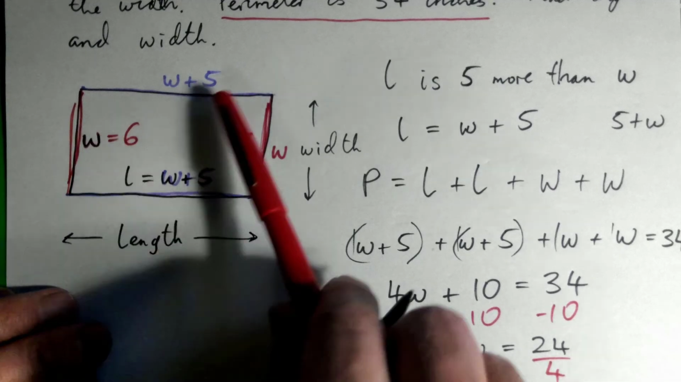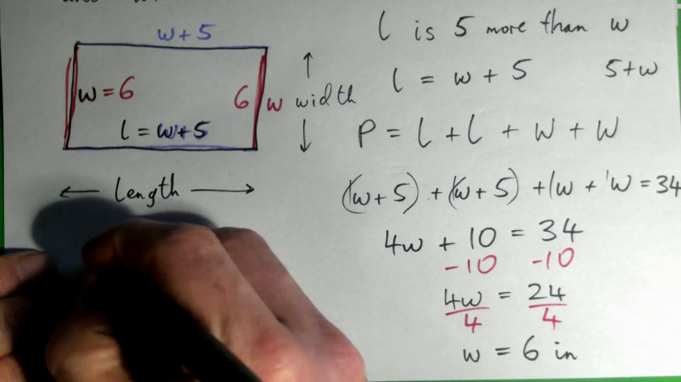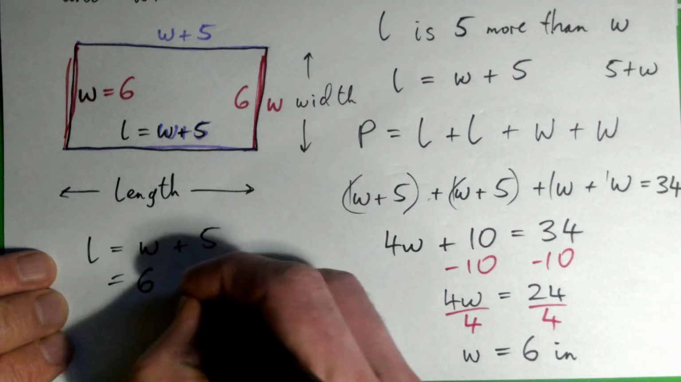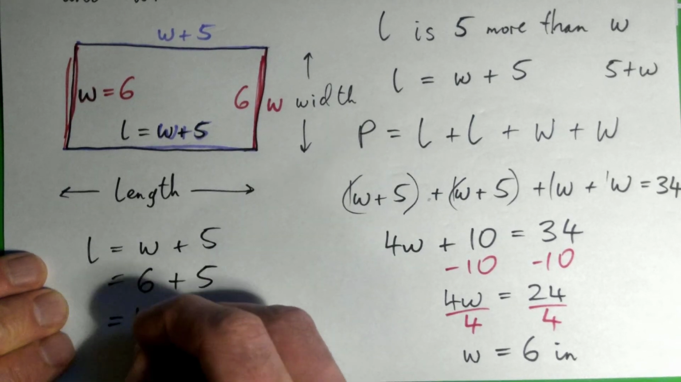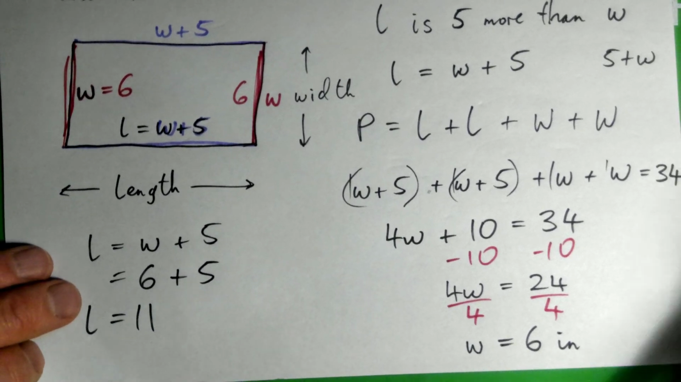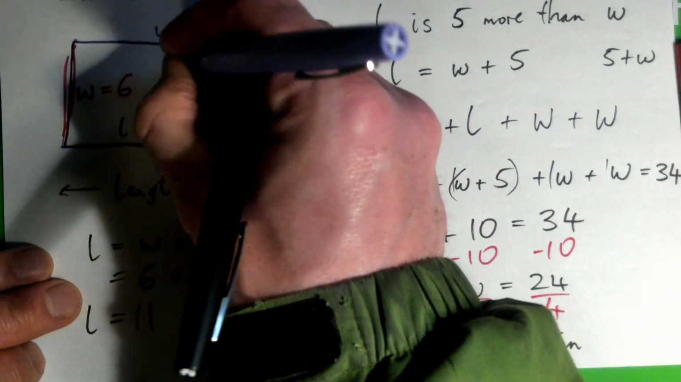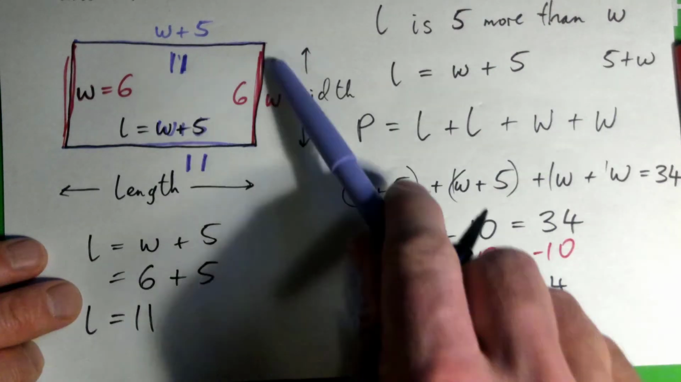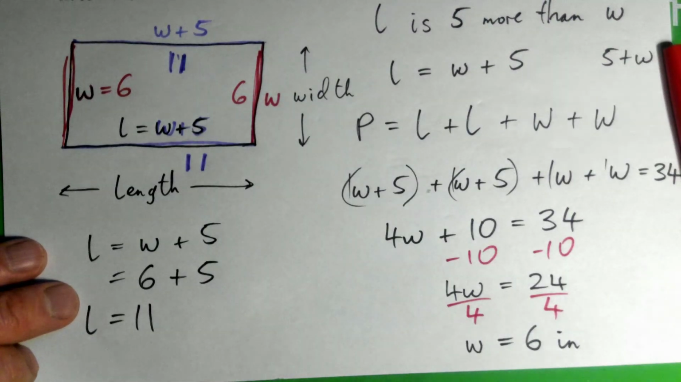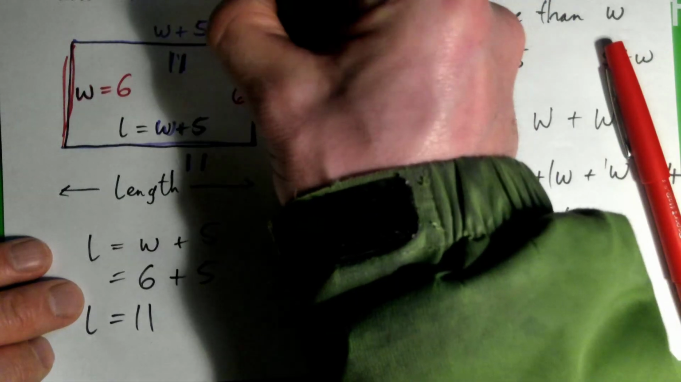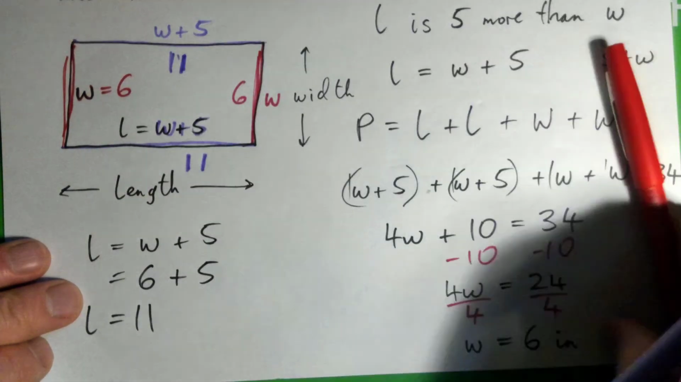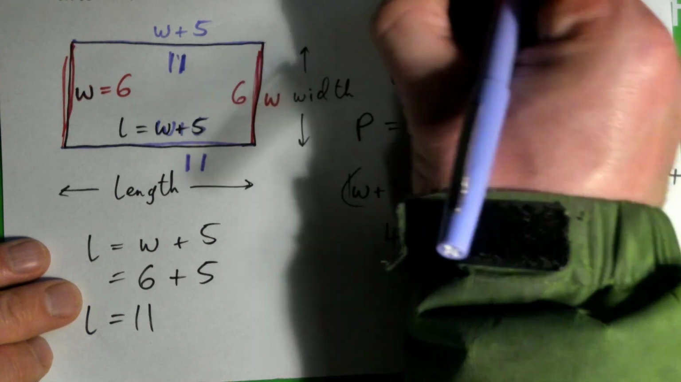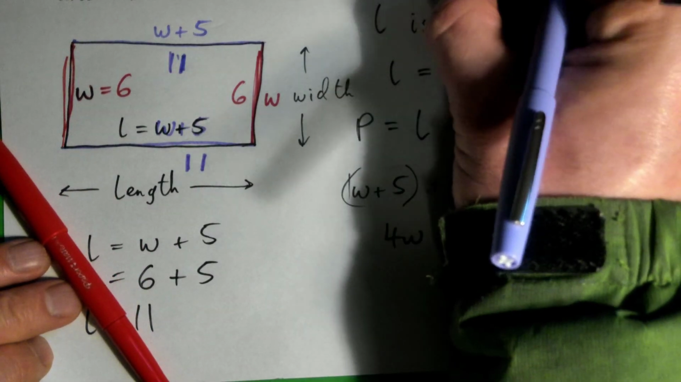Good. So your length is width plus 5. So like you said, that's 6 plus 5. The length is 11, right? So when we add them all up, add up all 4 sides, what do you get? Awesome. 11 plus 11 is 22. Plus 6, 28. Plus 6, you'll find that equals 34, right? Perfect. There you go.